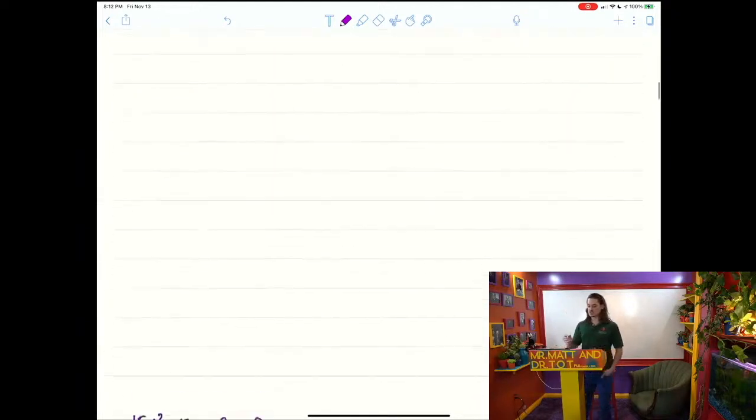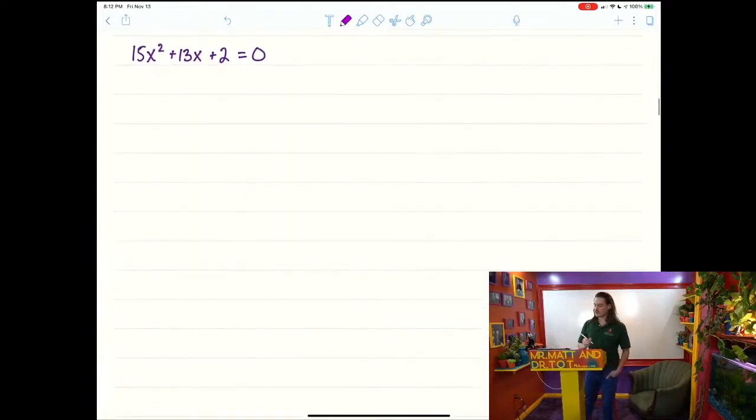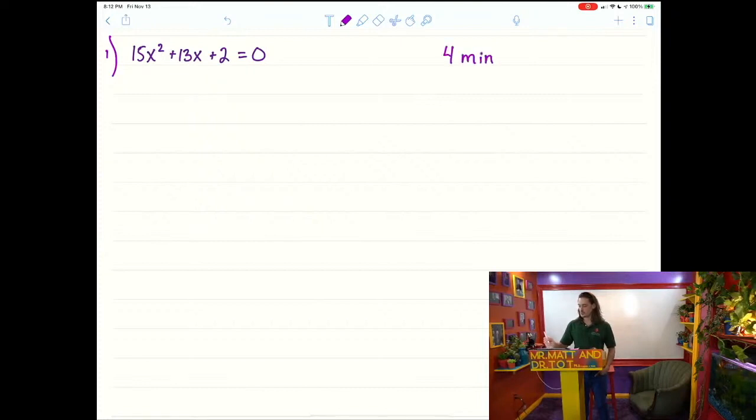If there's any questions, then please let me know. Otherwise, let's look at number 1. 15x squared plus 13x plus 2 is equal to 0. I'll give you 4 minutes. I'll keep track of the time in the upper right-hand corner, and I'll update it per minute.